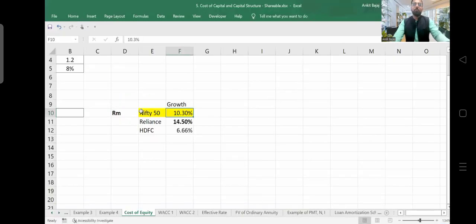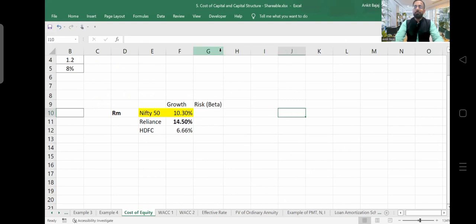Now here, if I want to calculate the risk, there is a concept that is known as beta, which we have to understand, how we can calculate the beta. To calculate the beta, there is a formula, that is security return divided by index return, right?